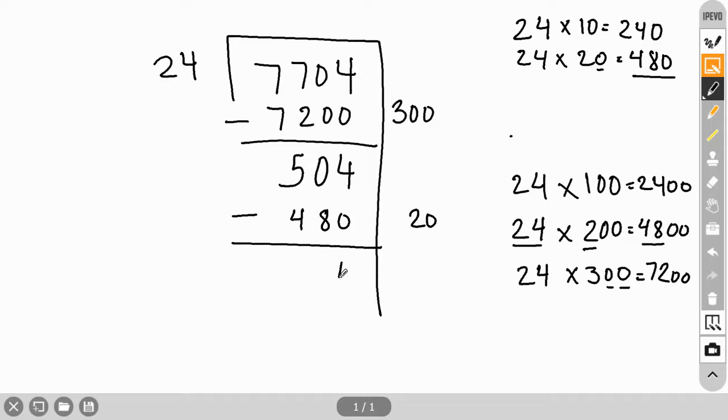4 take away 0 is 4. 0 cannot take away 8. Can we use that strategy we talked about? Let's look at this number here. Okay, this number is 50 tens, right? 50 tens. And I'm taking away 48 tens. It's okay, you're taking away the same thing. 50 tens, take away 48 tens. Well, 50 take away 48 is 2.